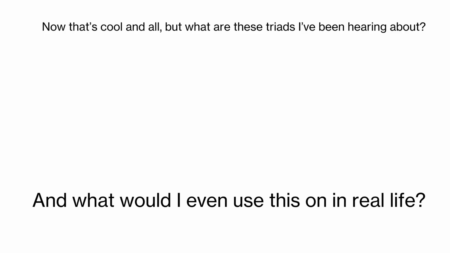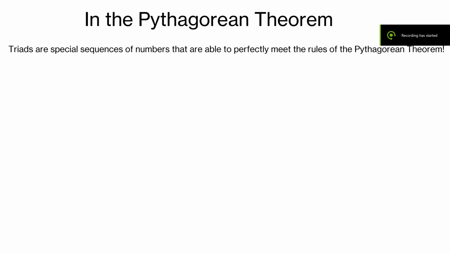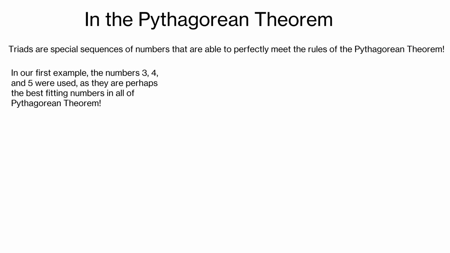Now that's cool and all. What are these triads I've been hearing about? And what would I even use this on in real life? Well, don't worry. In the Pythagorean theorem, triads are special sequences of numbers that are able to perfectly meet the rules of the Pythagorean theorem. In our first example, the numbers 3, 4, and 5 were used, as they are perhaps the best fitting numbers in all of the Pythagorean theorem.